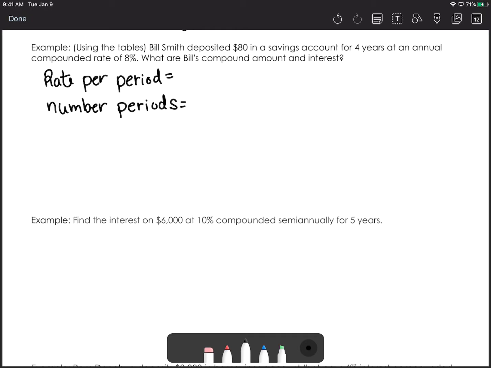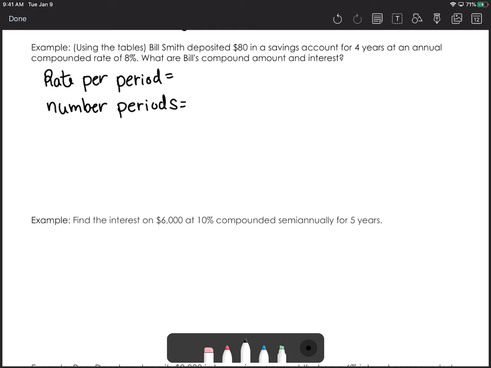So when the interest rate is given, that is considered over the whole year. So if you're compounding something more than once a year, that interest rate gets split up over those periods. So for example, if I said you had 12% annual interest rate, but you're compounding it 4 times a year, you would take that 12% and divide it by 4. So each period would be 3%.